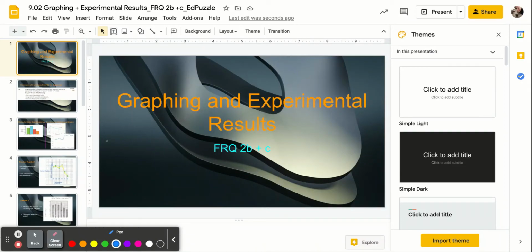Hey team, I'm going to quickly run through the couple parts of the FRQ that we're focusing on today. So 2B with graphing and then 2C with experimental results.